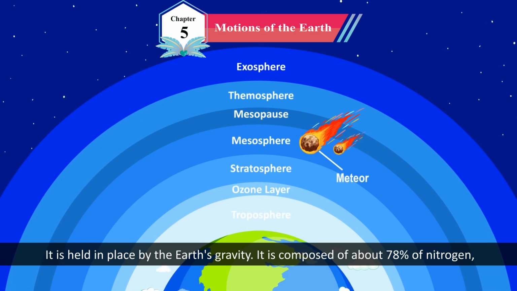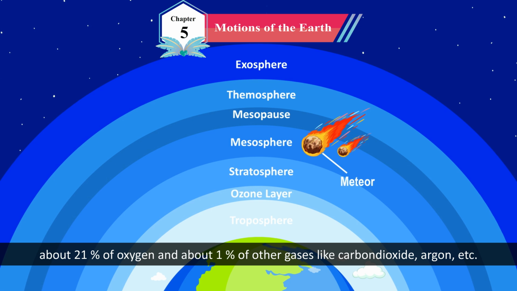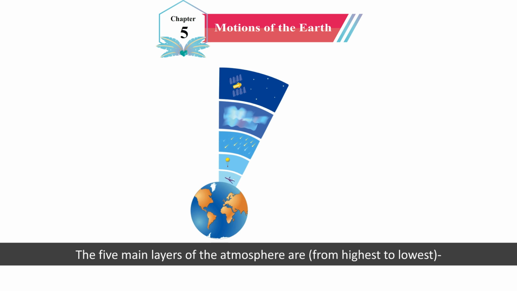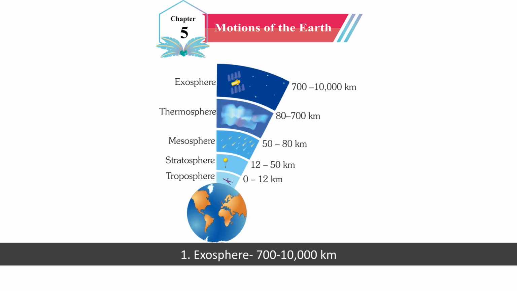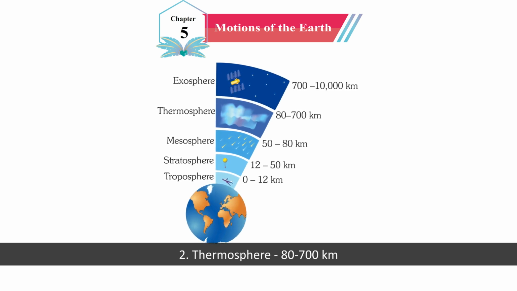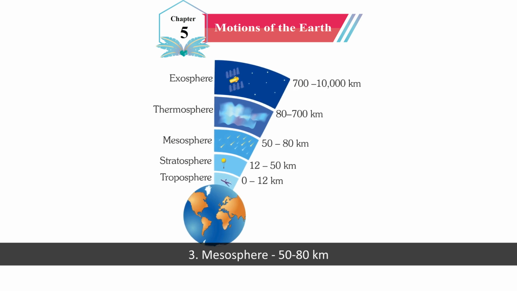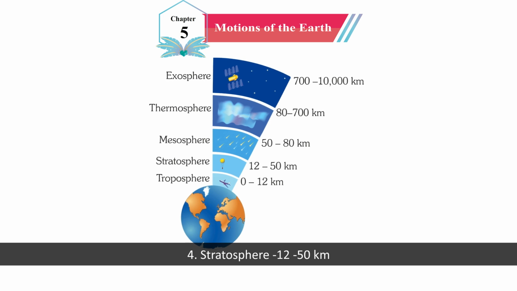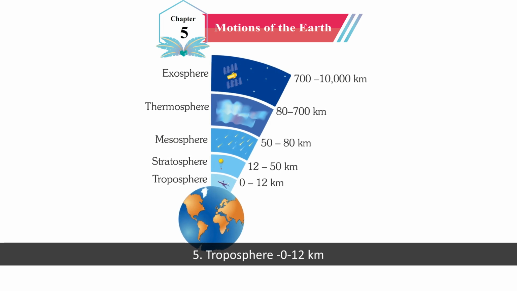It is composed of about 78% of nitrogen, about 21% of oxygen, and about 1% of other gases like carbon dioxide, argon, etc. The 5 main layers of the atmosphere, from highest to lowest, are: First, exosphere, 700 to 10,000 km. Second, thermosphere, 80 to 700 km. Third, mesosphere, 50 to 80 km. Fourth, stratosphere, 12 to 50 km. Fifth, troposphere, 0 to 12 km.